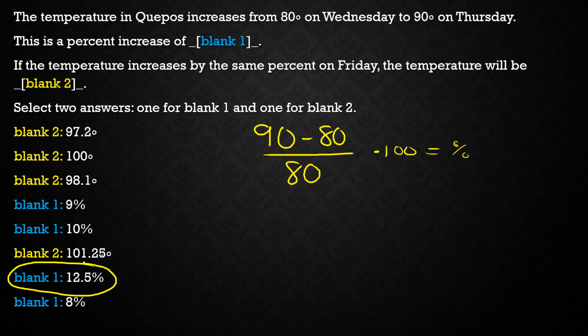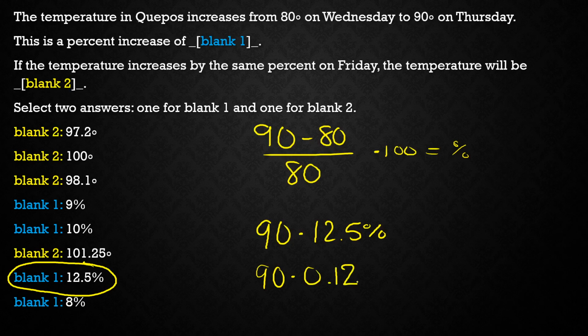And for blank 2, we want to know what the final temperature is. So if the temperature increases by the same percent on Friday, it will be what? Okay, so our temperature on Thursday is 90. It's increasing by 12.5%. So we need to take this 90 and multiply it by 12.5%. But remember, I need to change this back into a decimal. You cannot multiply by percents. It'll give you a huge number and it won't really make too much sense. So let's change this to a decimal.